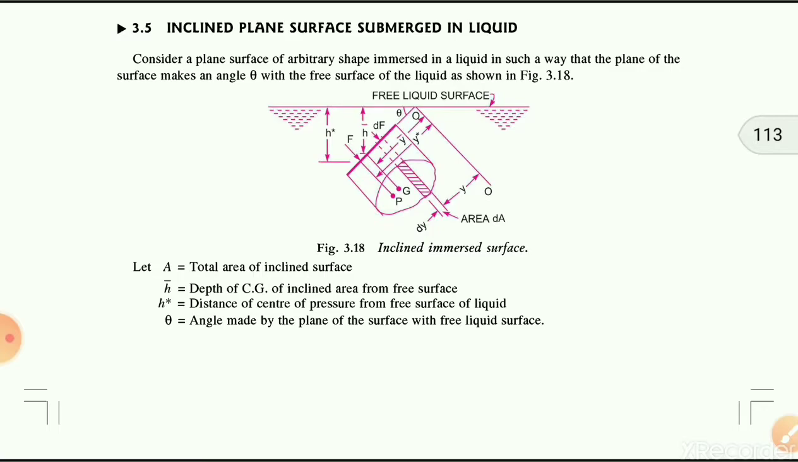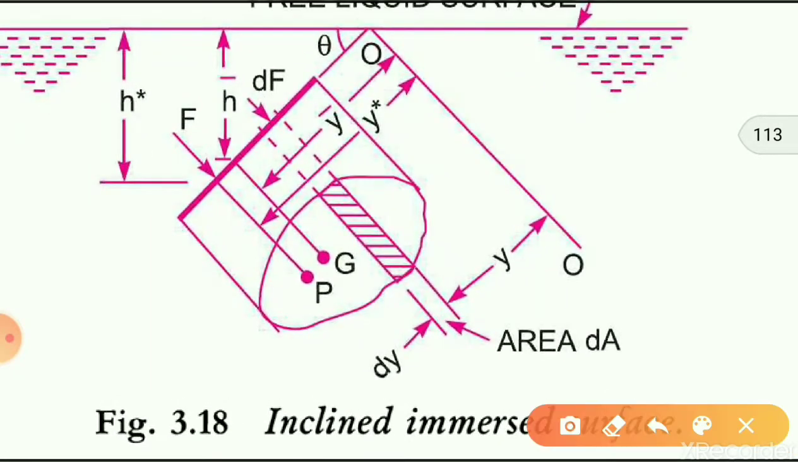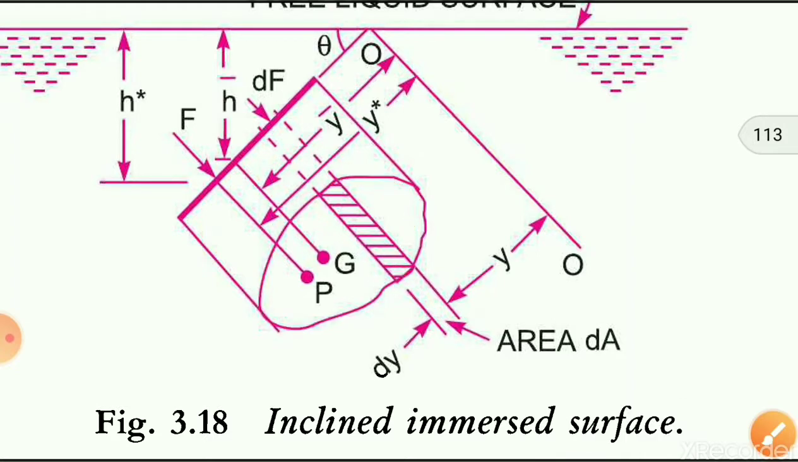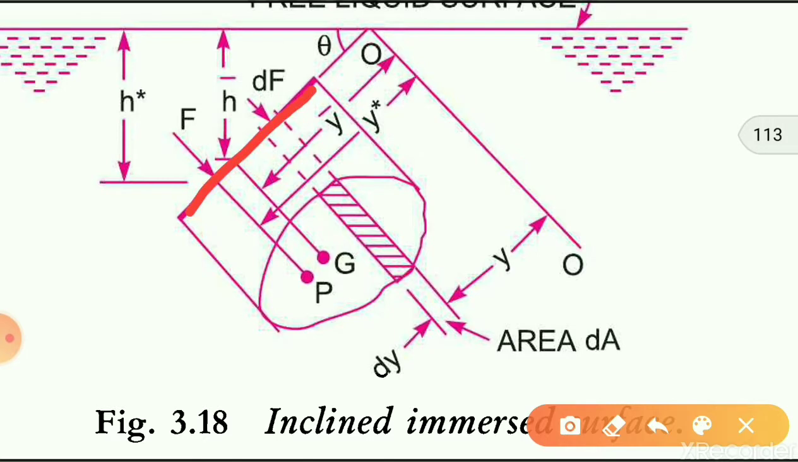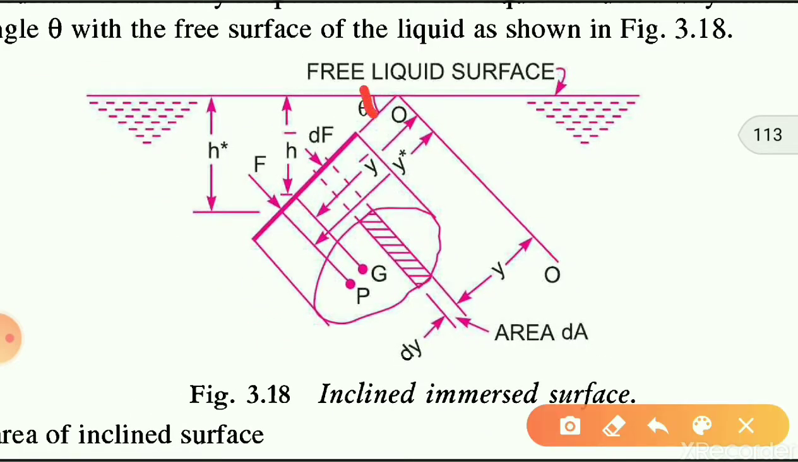For this we will consider a plane of arbitrary shape. There is a surface which is of arbitrary shape as shown in this figure. It is inclined, and in the other view it can be seen like this. As it is a plane surface, it can be seen as a line, and it is inclined at a particular angle which is given here as theta. So it is inclined by angle theta to the free surface of the liquid.